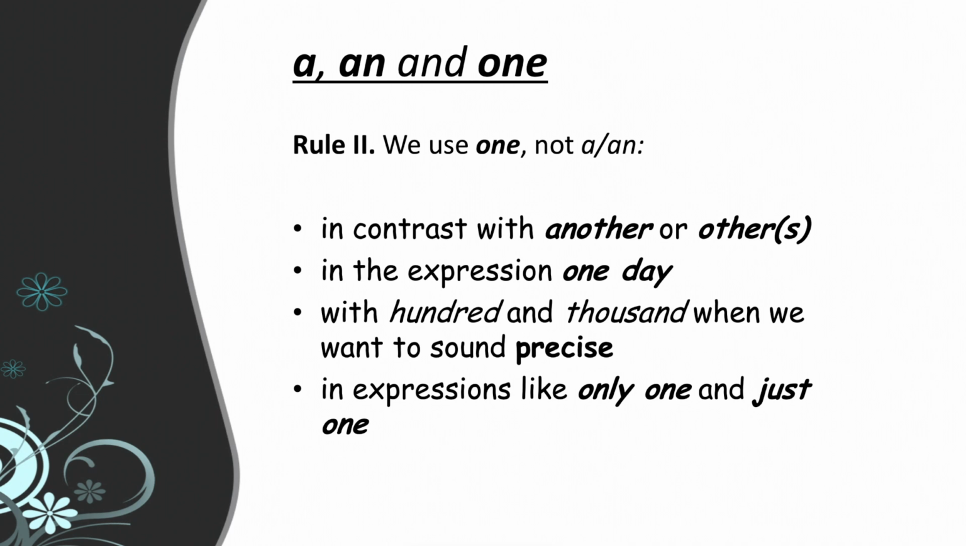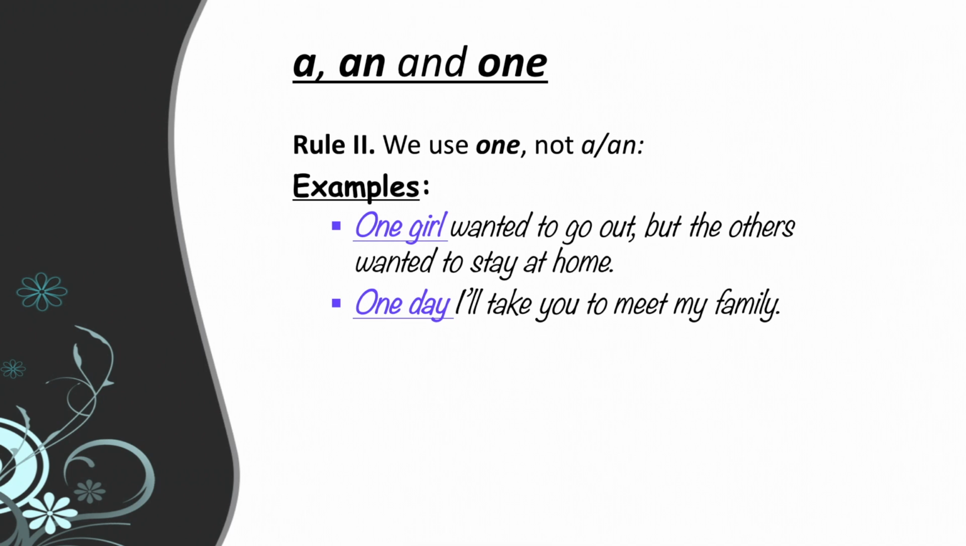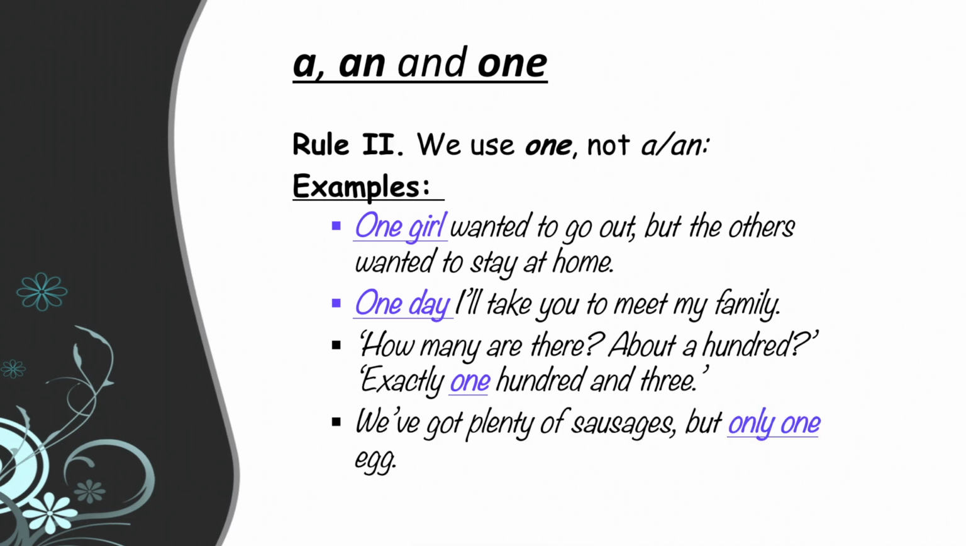Here's some examples for you. One girl wanted to go out, but the others wanted to stay at home. One day I'll take you to meet my family. How many are there? About 100? Exactly 103. And we've got plenty of sausages, but only 1 egg.